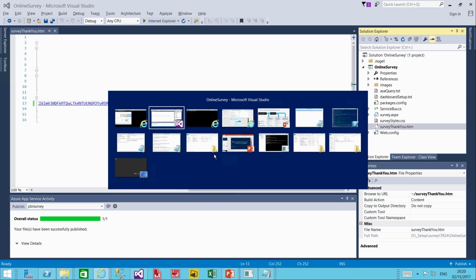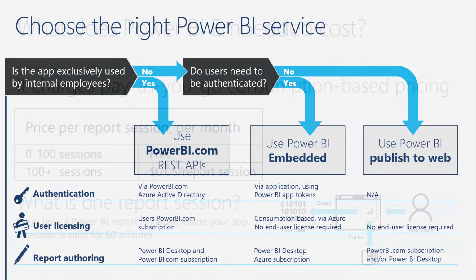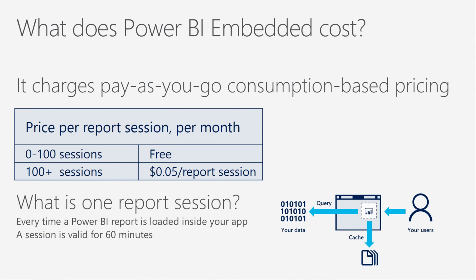The difference is when you're using the Power BI embedded, it's going to cost you. It charges a pay-as-you-go consumption based pricing model. So the first 100 sessions per month are free, so I haven't paid anything for what I've done tonight. And then beyond 100 sessions, each session will be 5 cents. A session is defined in terms of when you embed a report and they interact with it, that is a session, and it will last for 60 minutes. If you move beyond 60 minutes, that will trigger another session.